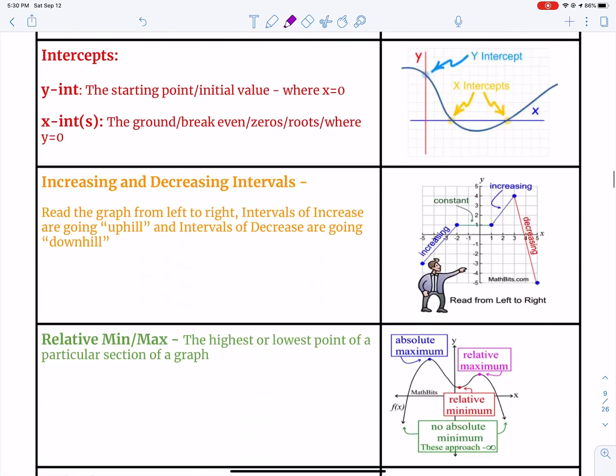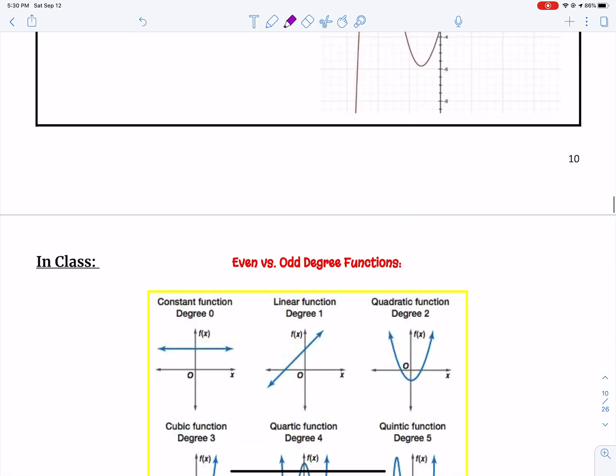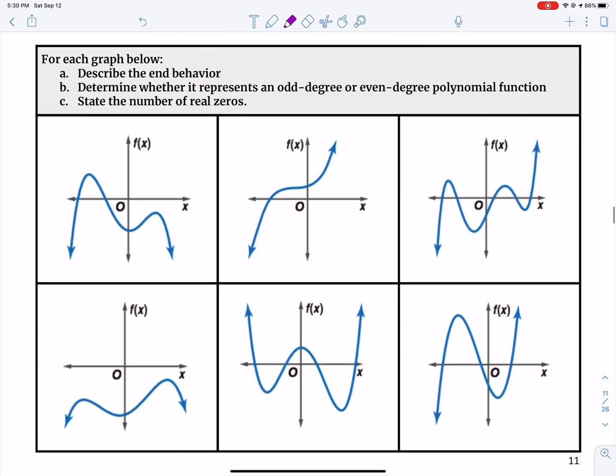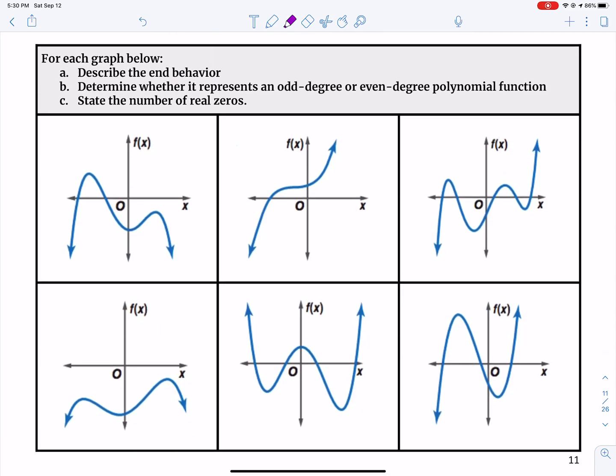All right. So let's look at some examples over here for just a minute. This is on another page in your packet. For each graph below, describe the end behavior, determine whether it represents an odd degree or even degree polynomial function, and state the number of real zeros. So I'm going to do 3, and then I want you to try the other 3.